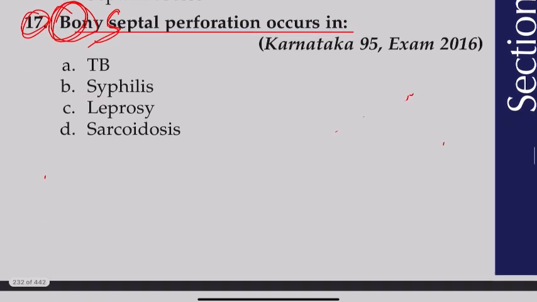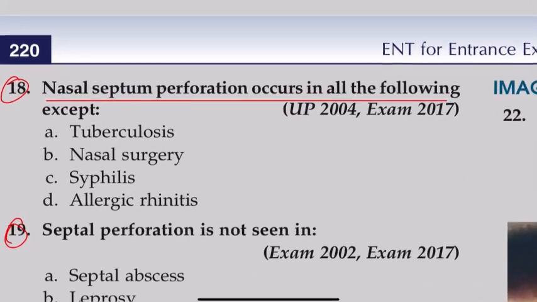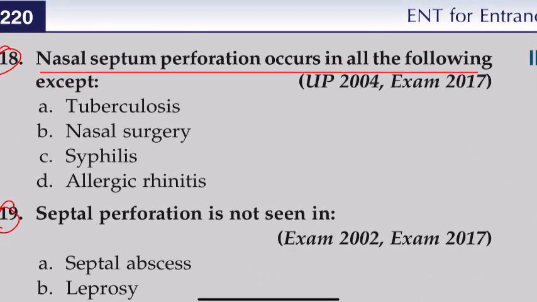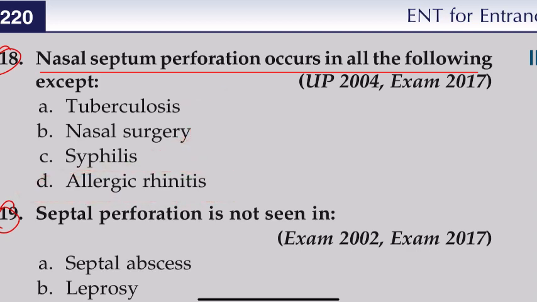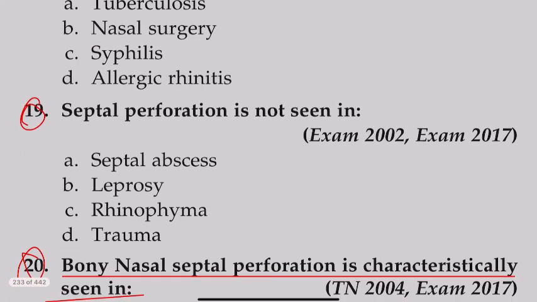Okay, now the next question is, nasal septum perforation occurs in all of the following except: tuberculosis, yes. Nasal surgery, yes. Syphilis, yes. Allergic rhinitis, no, there is not, right? Okay, septal perforation is not seen in septal abscess. In septal abscess, perforation can be seen.